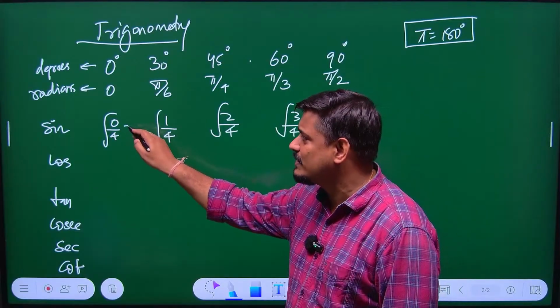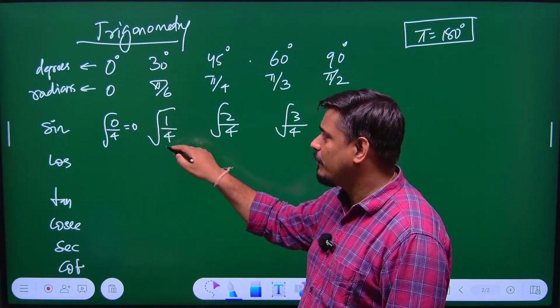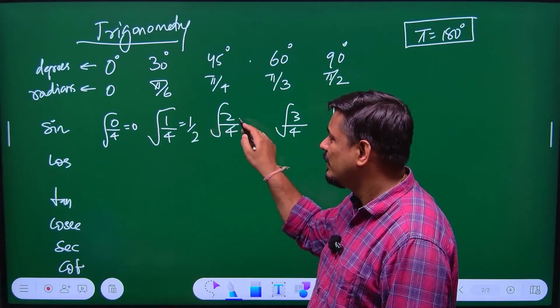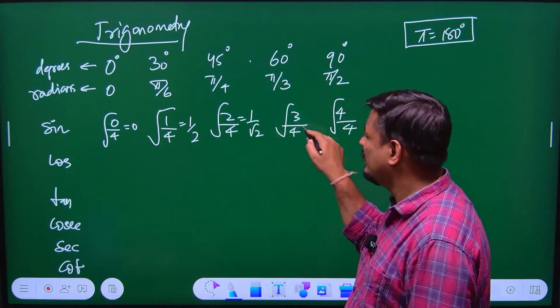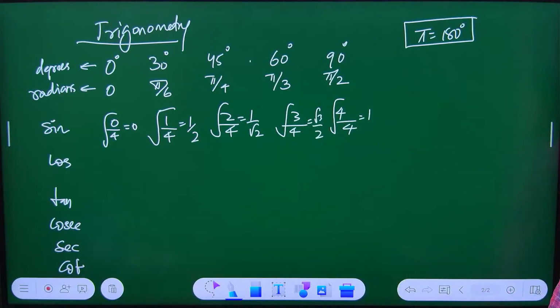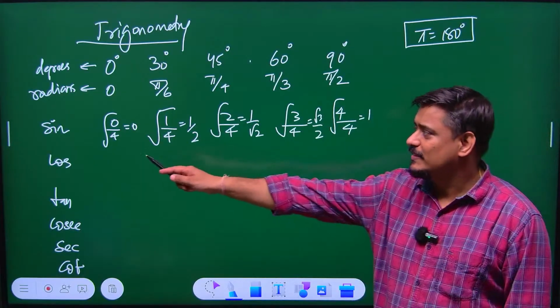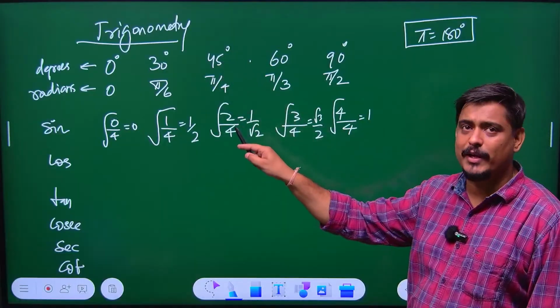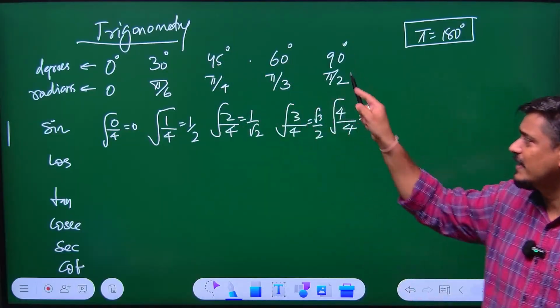Now what will you get? Sine 0 is 0. Root of 1 by 4 will be 1 by 2. This will be 1 by root 2. This will be root 3 by 2 and this will be 1. So sine 0 is 0, sine 30 is 1 by 2, sine 45 is 1 by root 2, sine 60 is root 3 by 2, sine 90 is 1.